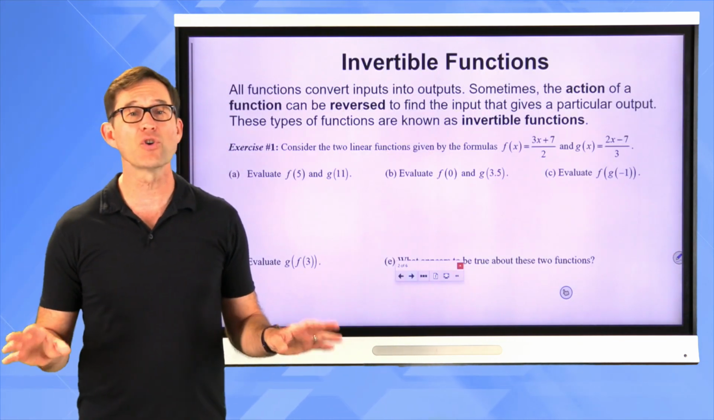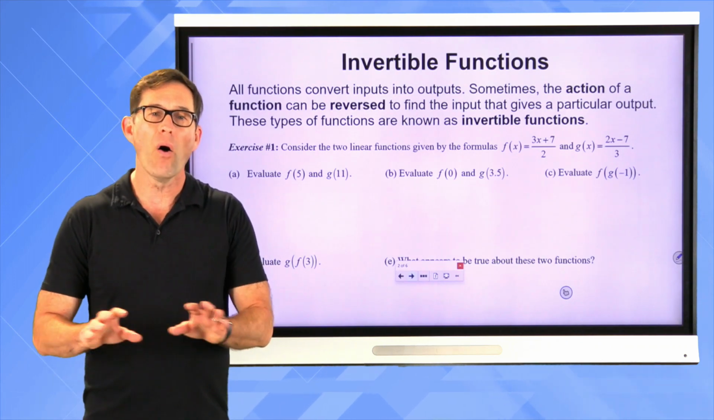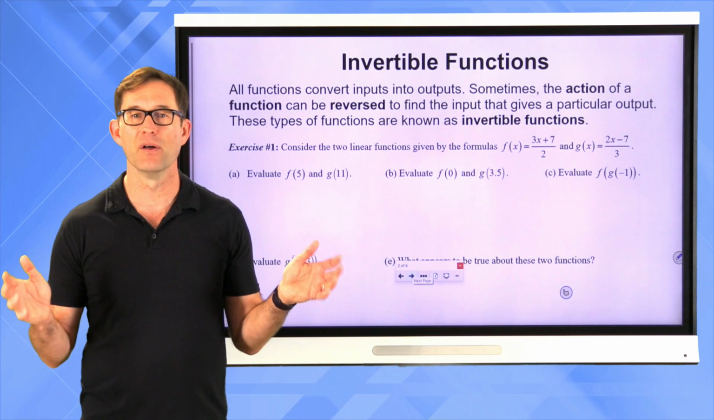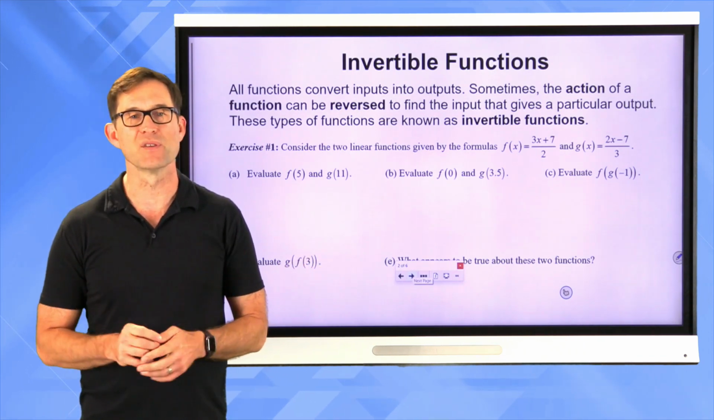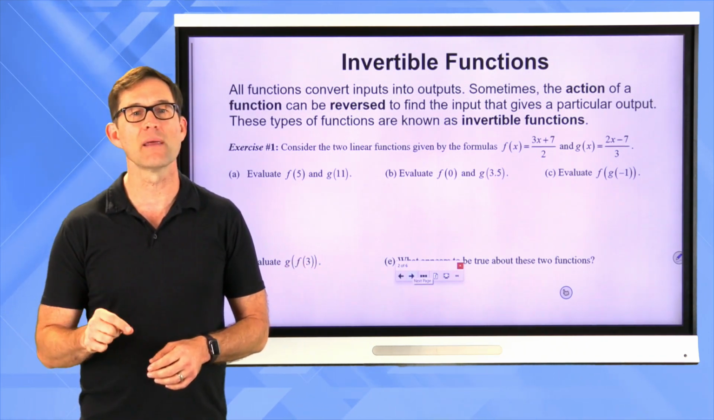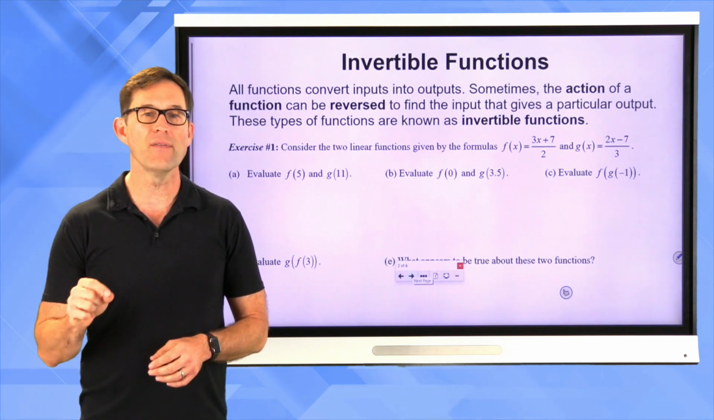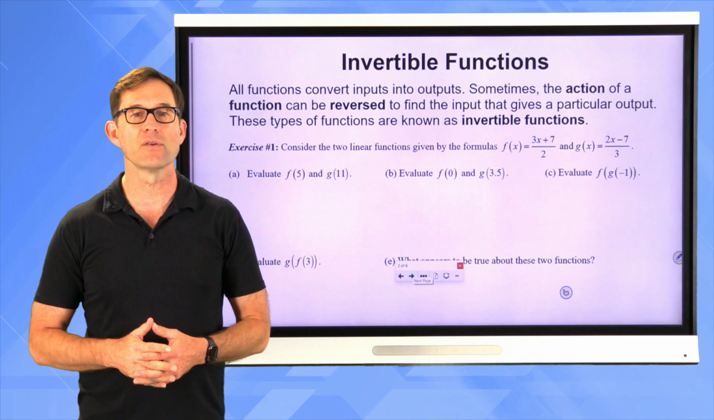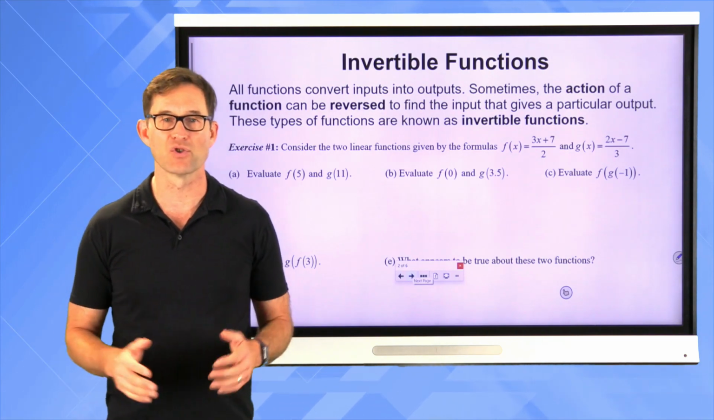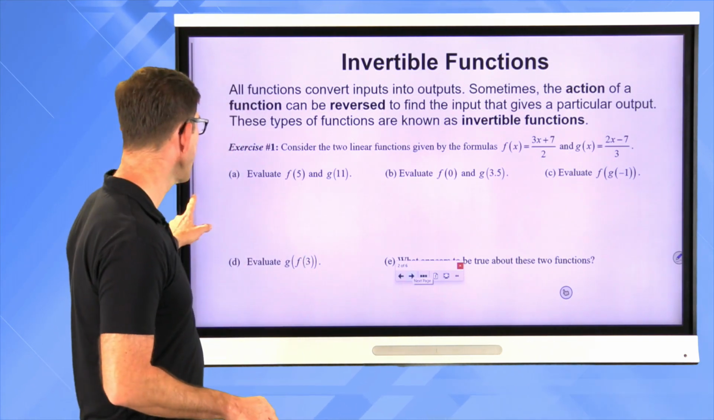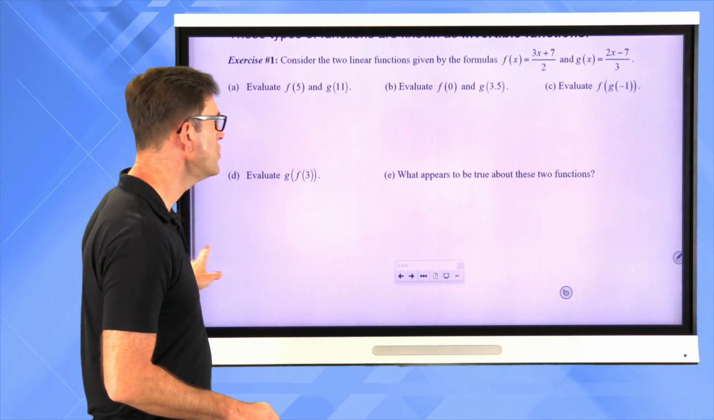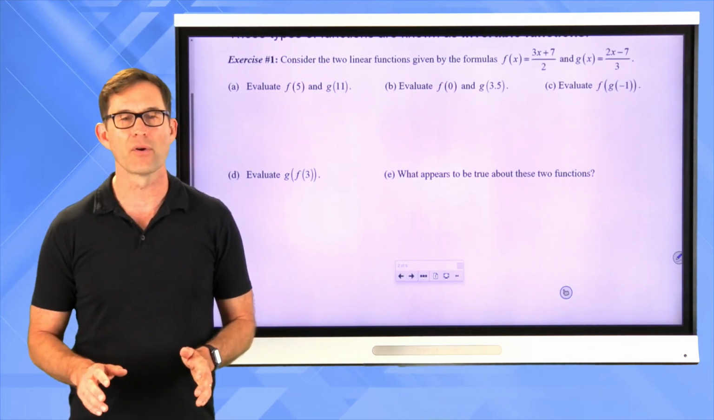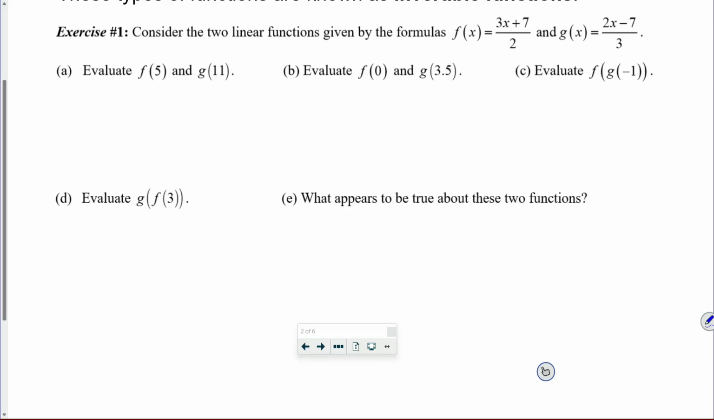All right, invertible functions. All functions convert inputs to outputs. You've heard me say that a million times. Sometimes, though, the action of a function can be reversed to find the input that gives a particular output. These types of functions are known as invertible functions. Now, let's start in exercise 1 and just look at two kind of random functions that have a relationship with one another. Let's check it out.